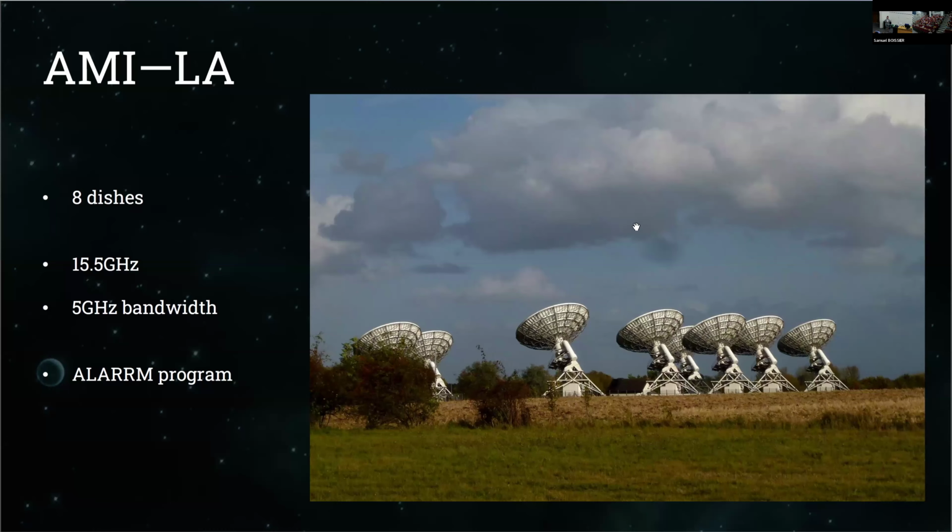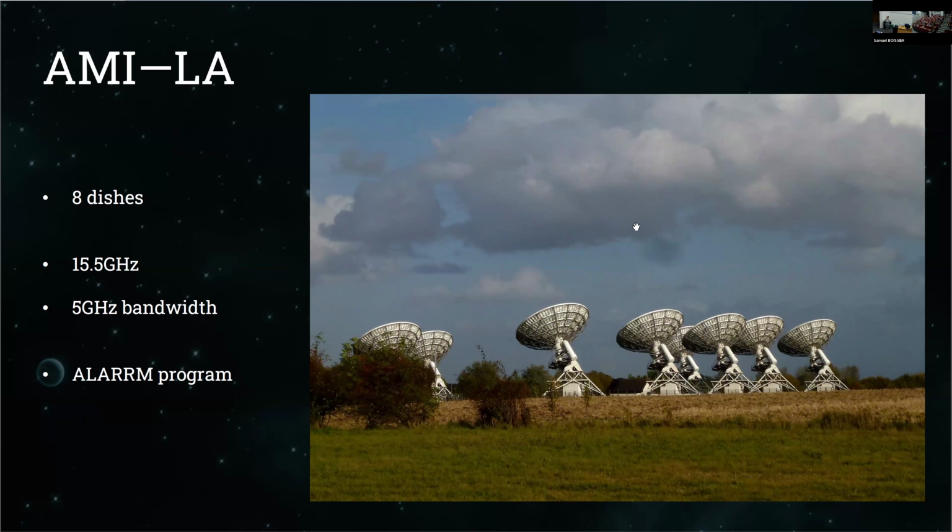So it's made of 8 dishes. You can see all 8 of them here. They're actually built on like a train track, so they could originally move out and in, which is really cool. It observes at a central frequency of 15.5 gigahertz and observes with a 5 gigahertz bandwidth. So if we have higher signal to noise observations, we can split our data up. Otherwise, we just have the improved sensitivity of this wider bandwidth.